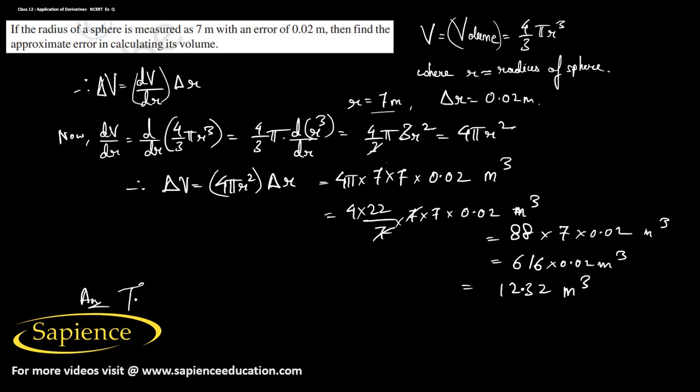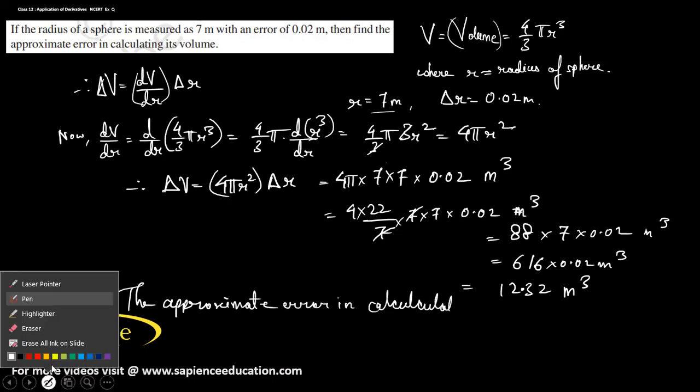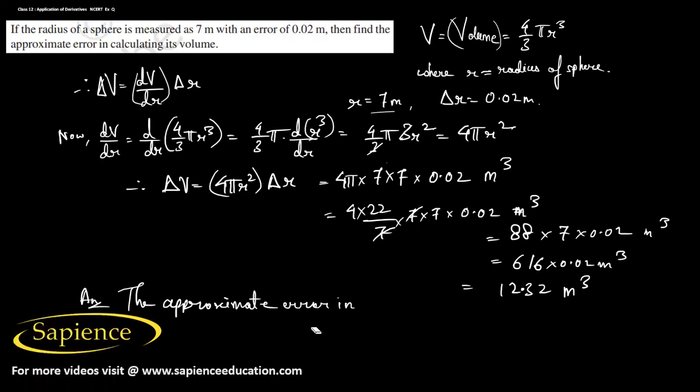Therefore, the answer is the approximate error. Approximate error in calculating the volume of the sphere is 12.32 meter cube. That's the answer.